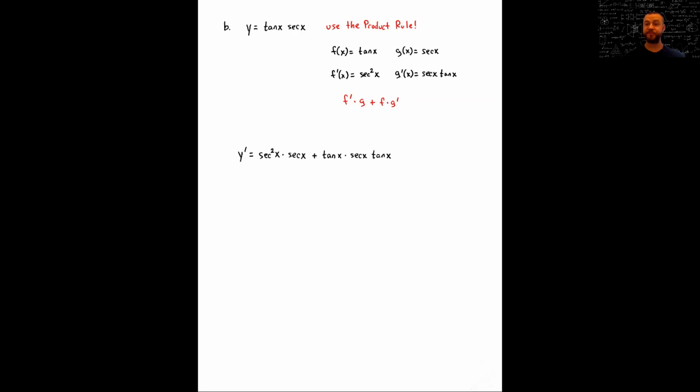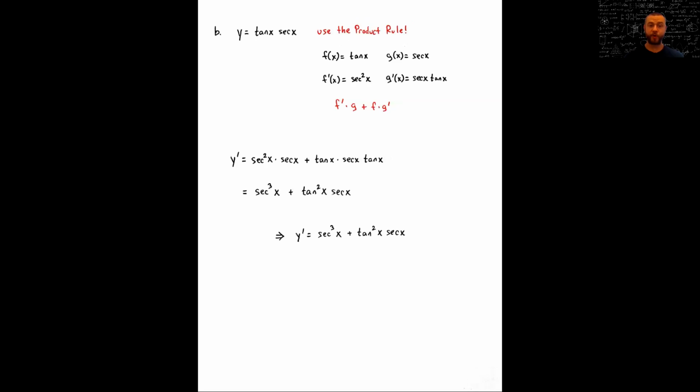All right, and since we have some factors there, we can combine them. Secant squared times secant, we can just write that as secant cubed. Tangent times tangent, we can write that as tangent squared. So this actually simplifies a little bit. We can write our derivative for y prime as secant cubed of x plus tangent squared of x times secant of x.